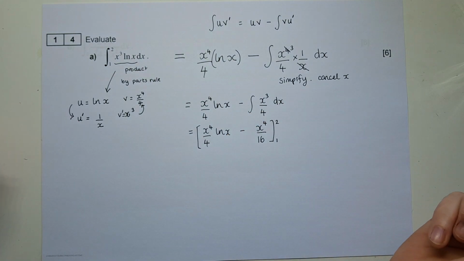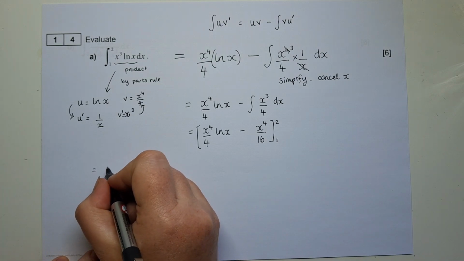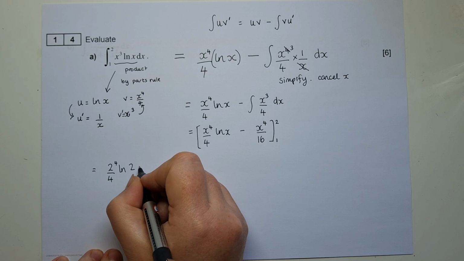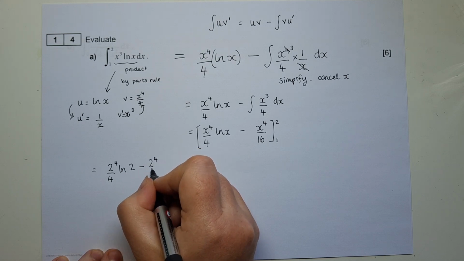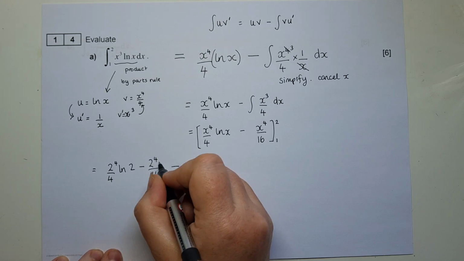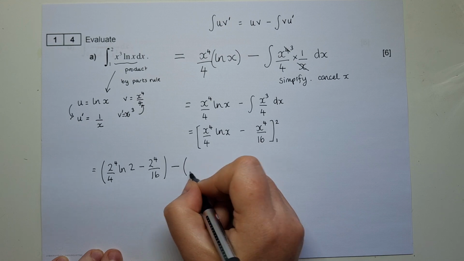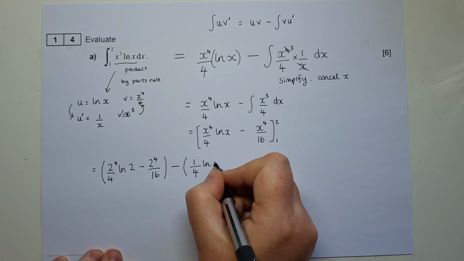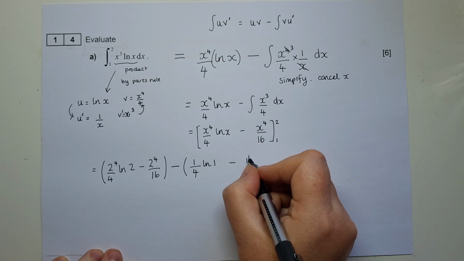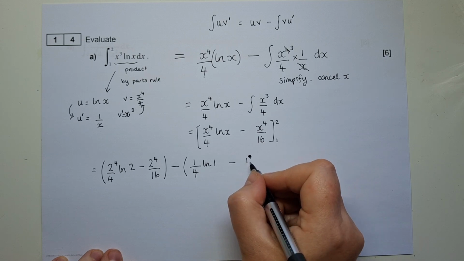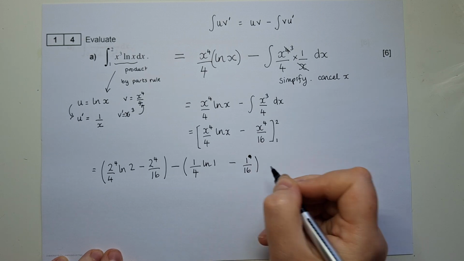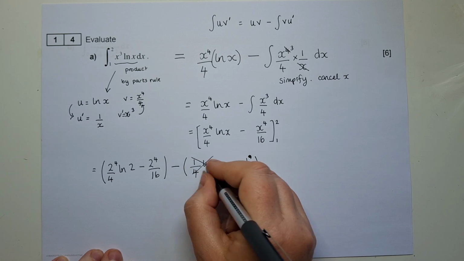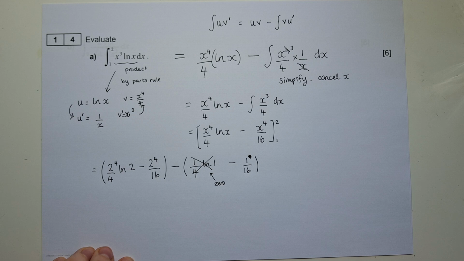So it goes into the whole answer. So we've got 2 to the 4 over 4 ln 2 minus 2 to the 4 over 16. Pop that in one bracket. Minus 1 to the 4 is just 1, over 4 times ln 1, minus 1 to the 4 is just 1 over 16. Now ln 1 is just 0, so we can discount that term straight away.